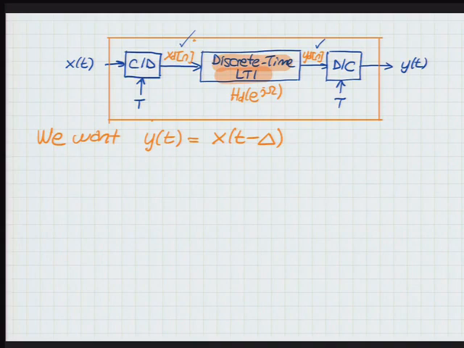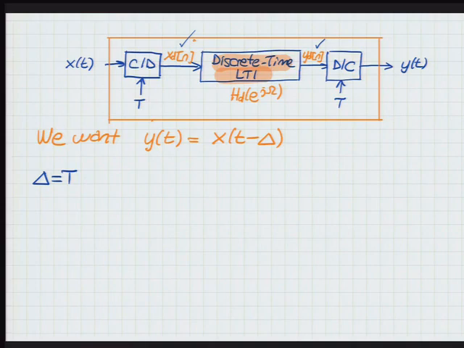So let me ask you this then. Suppose delta happens to be the sampling period. I'm simplifying the question significantly. So let's say, to simplify, delta equals T. I want to delay it by one sampling period. What would the discrete time LTI system do to make this happen? Delay by one. Delaying by one in discrete time means I've delayed by one sampling period, and I'm done. Does everybody see that?